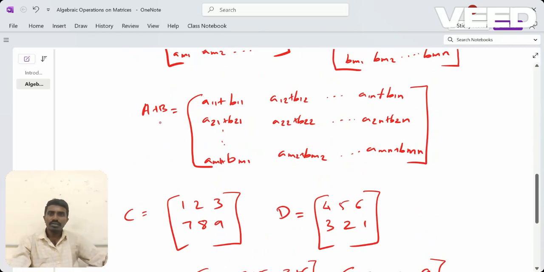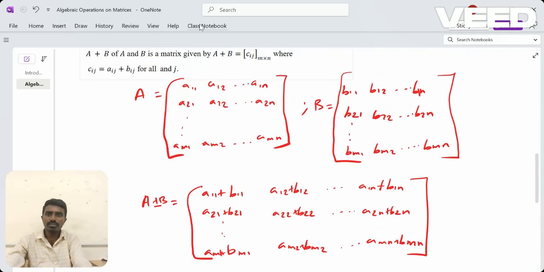So here itself, if you consider A and B as two matrices, and you replace addition by subtraction, then you get the result. In the place of addition, you put subtraction, then you get the subtraction of A and B.